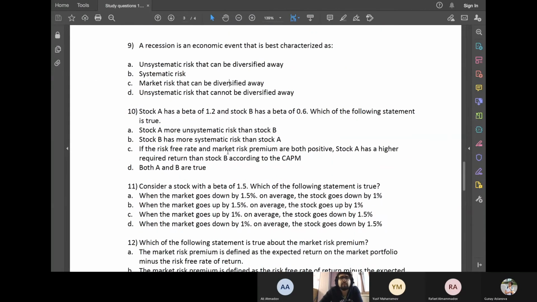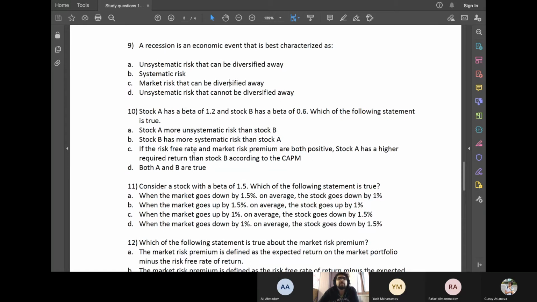Question 10. Stock A has a beta of 1.2 and stock B has a beta of 0.6. Which of the following statement is true? Stock A, more unsystematic risk than stock B. We don't know unsystematic risk because it is firm-specific risk. Beta has nothing to do with unsystematic risk. So therefore, A is not true. B, stock B has more systematic risk than A. Actually, stock B has less systematic risk because stock B's beta is 0.6, but stock A's beta is 1.2.